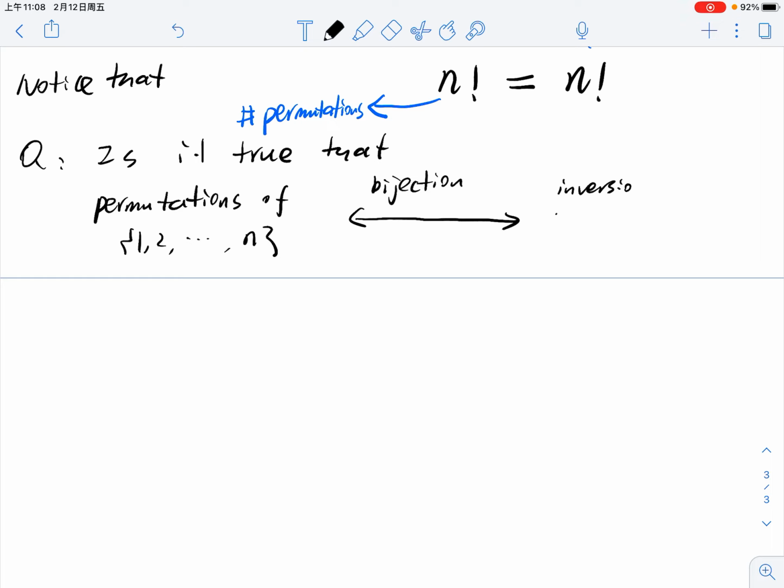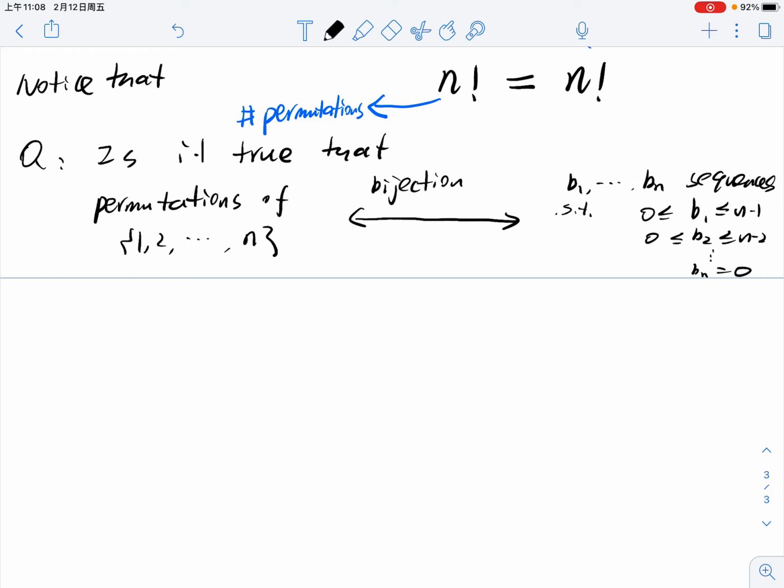Sorry. Yeah, you can see inversions b1, bn, or okay, let's see this. To b1, bn sequences such that the above inequality holds.